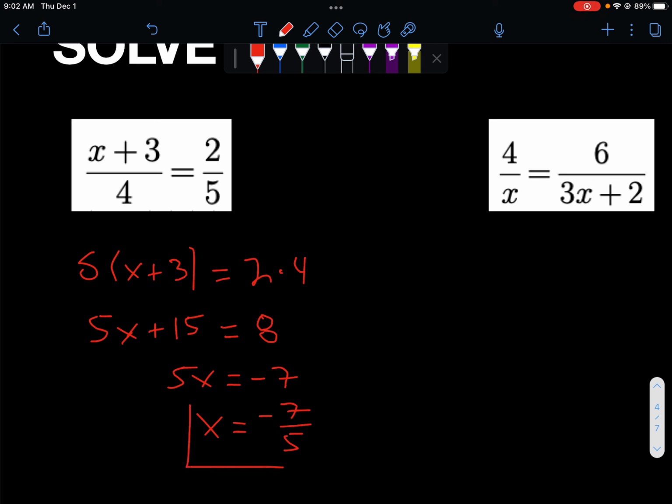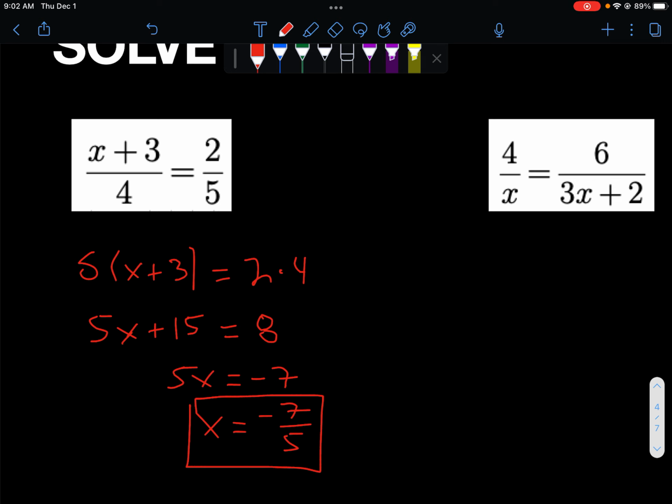In terms of checking whether that's extraneous or not, we'll talk about this a little bit later, but really we just have to check the denominators to see if this is one of our restricted values, a value that would make a denominator equal to 0. Here, the denominators in our proportion are 4 and 5. They don't have any variables at all. So I'm not really worried about this being extraneous.